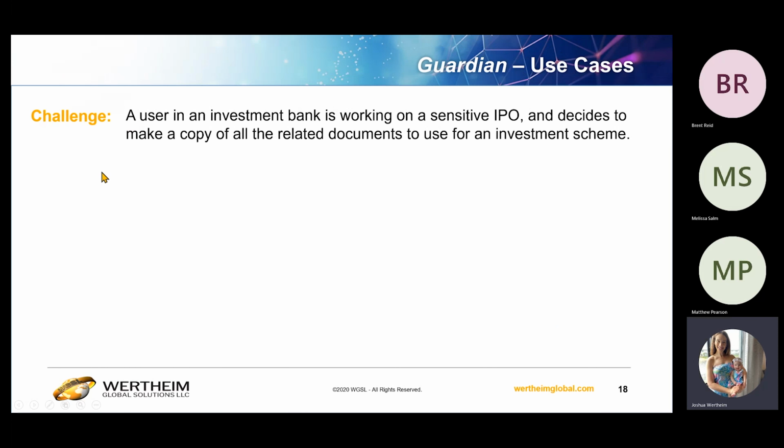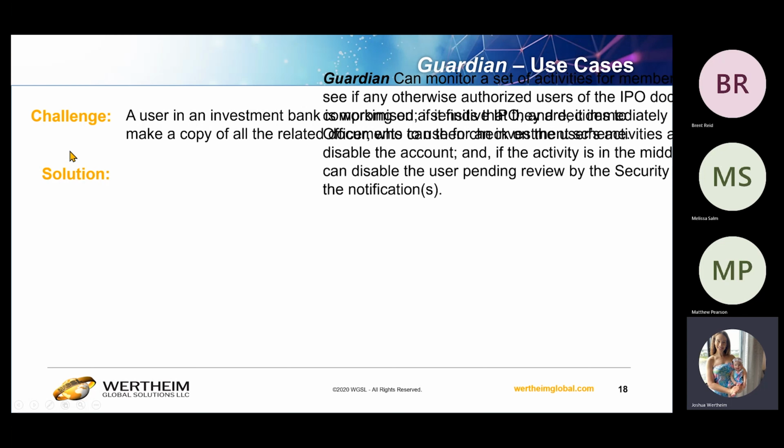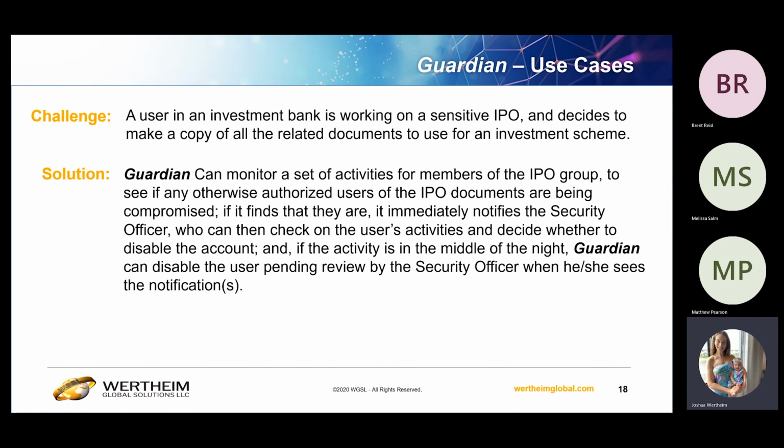And last is a user in an investment bank. Similar to the Palo Alto Networks example, he is working on a sensitive public offering and decides that he's going to make copies of all the documents and use them for his own investments, so he can make, or she can make, money from the unannounced IPO. In that case, Guardian, of course, will monitor that the person is downloading documents. The threshold has been exceeded. Notifications are set. If the threshold continues to be exceeded, the account can be disabled, and hopefully the user is stopped in his tracks and ends up in jail.